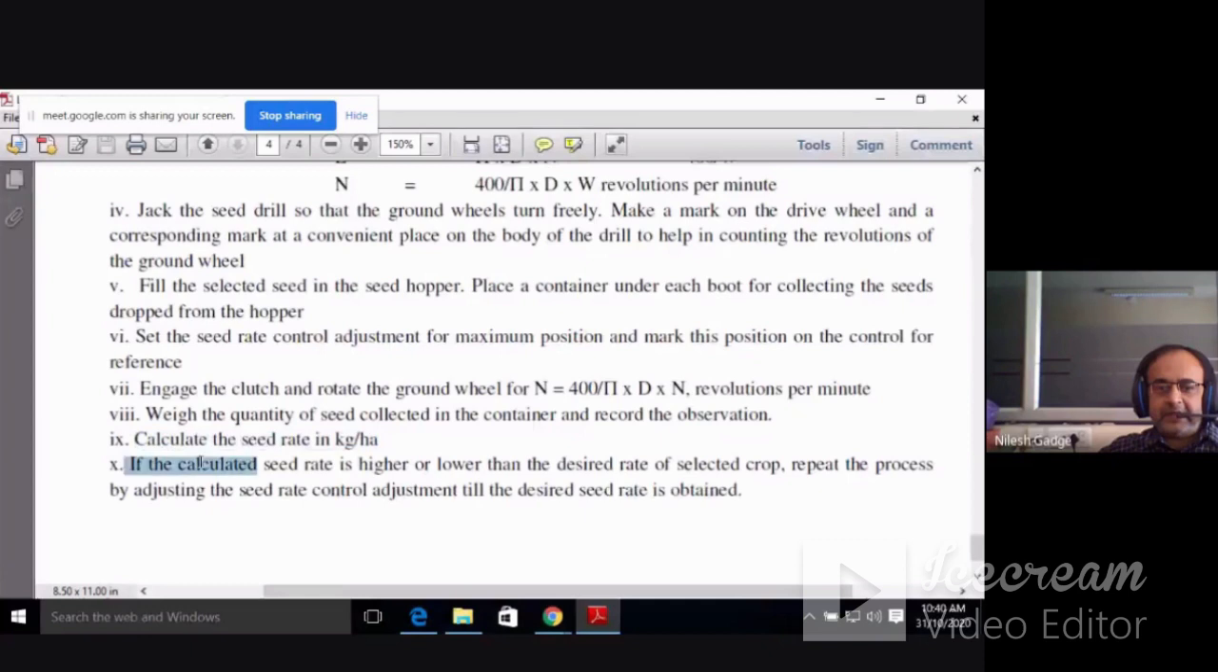If the calculated seed rate is higher or lower than the desired rate per selected rod, repeat the procedure for adjusting the seed control lever or the adjustment till the seed rate is obtained.